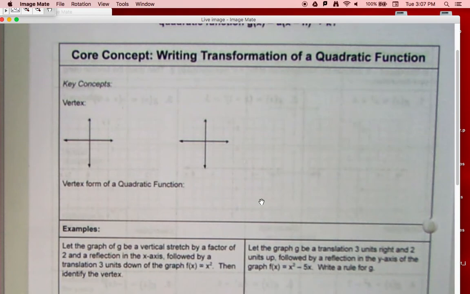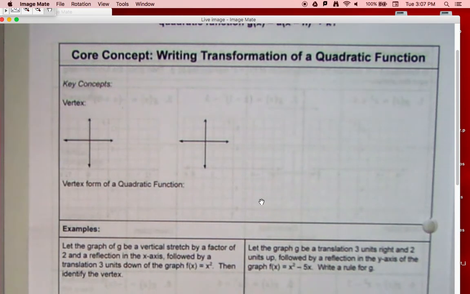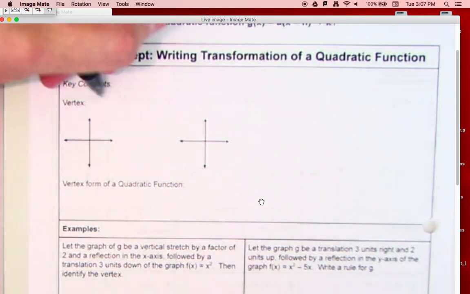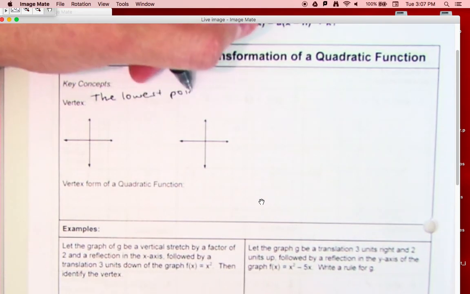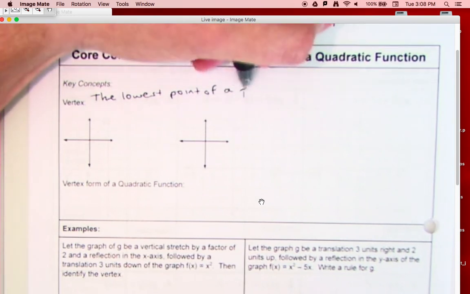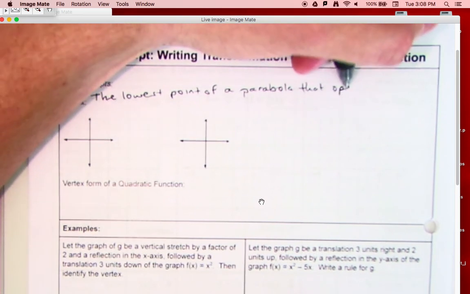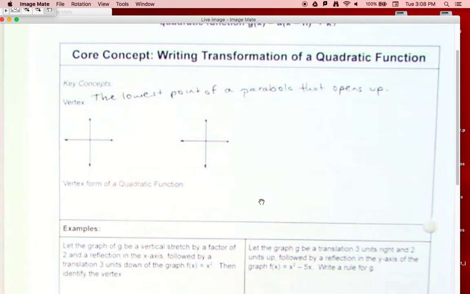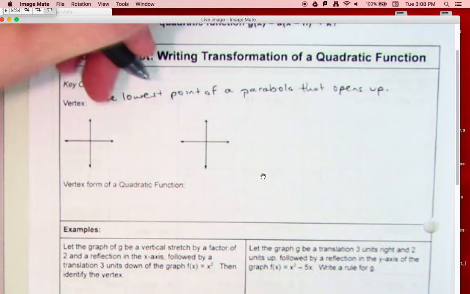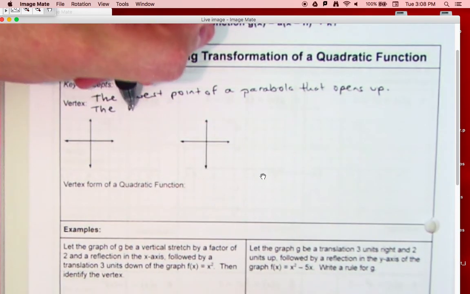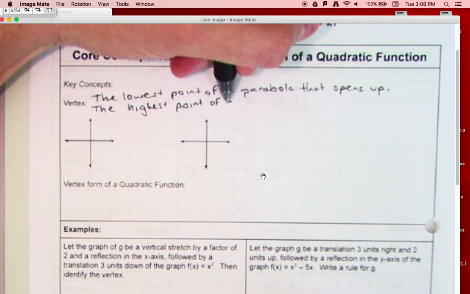Okay? So let's start with the definition of a vertex. A vertex, real simple. It's the lowest point of a parabola that opens up, or it's the highest point of a parabola that opens down. So the lowest point of a parabola that opens up. And remember what a parabola is. A parabola is the graph of a quadratic function. Okay? And let's put this other part in here. The highest point of a parabola that opens down.